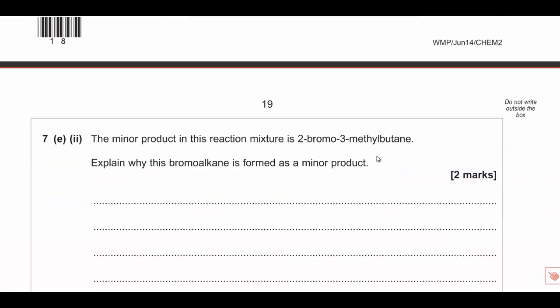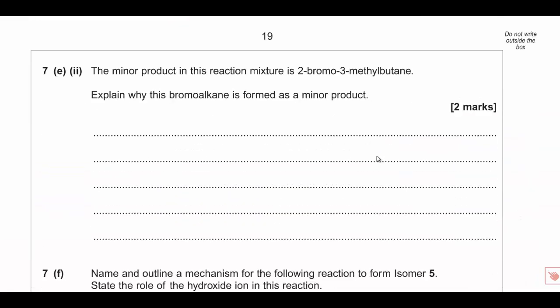So, cracking on. Item 7 is still going. Oh, and here we go. Explain why this bromoalkane is formed as a minor product. This is what I just explained.